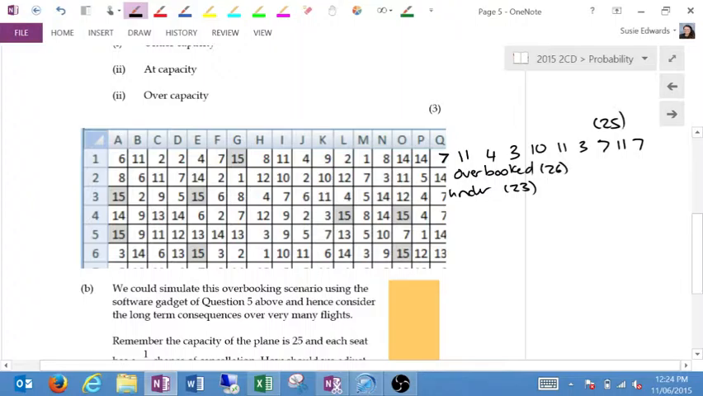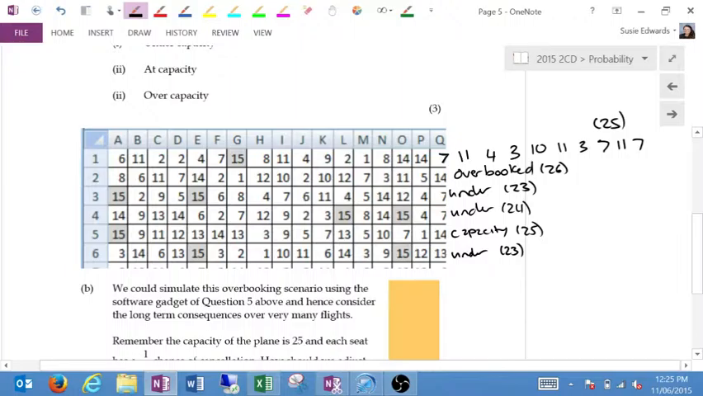All right, what about the next one? Number 4, there's 2, so under, how many people? 24. Next one? Just the one, so it's perfect capacity, 25. Number 6? There's 3, so it's under at 23. Is there another one underneath, or is that it? There's a few more. All right, can you understand what's going on here?